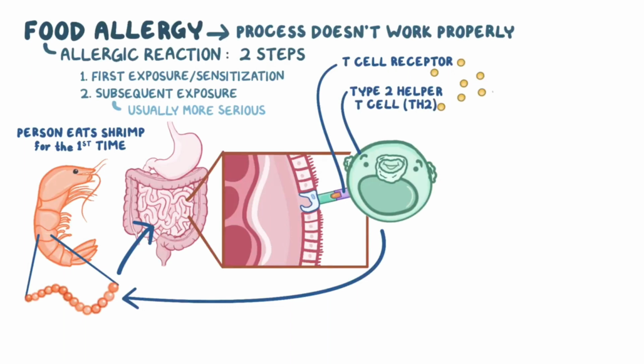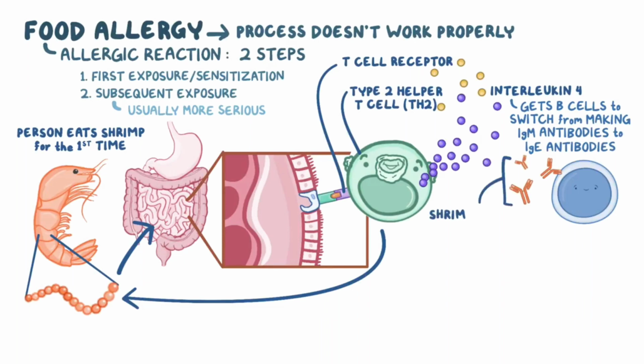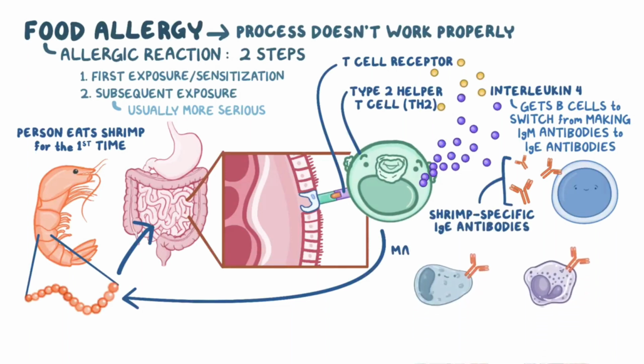Th2 cells release a variety of cytokines, like interleukin 4. This interleukin 4 gets nearby B cells that also recognize the protein to switch from making IgM antibodies to making IgE antibodies, which are specific to the shrimp protein. These shrimp-specific IgE antibodies are able to attach to the surface of mast cells and basophils. At this point, the sensitization phase has come to an end, and mast cells and basophils are ready for action.